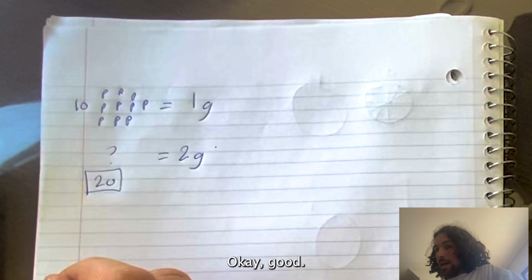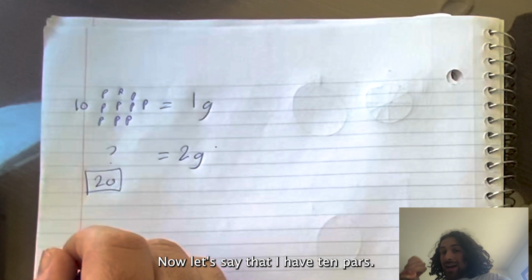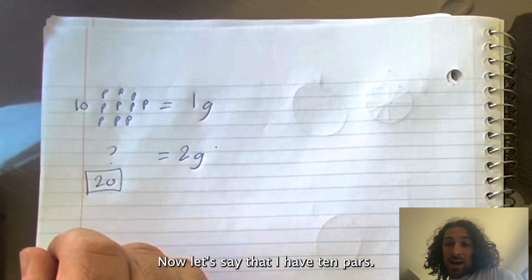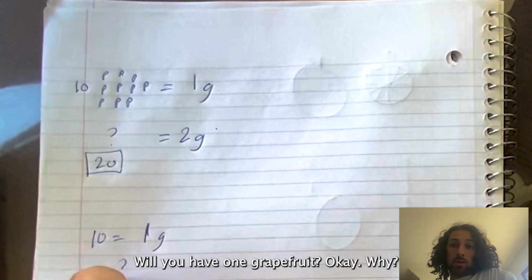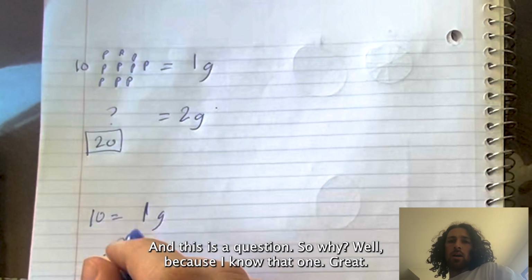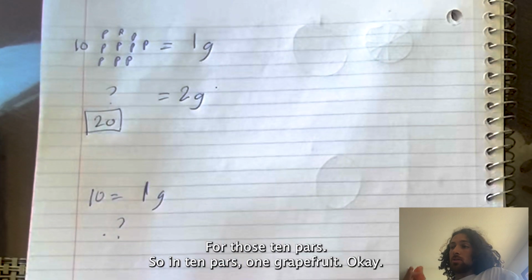Okay, good. Now, let's say that I have 10 pears. How many grapefruits do I have? Well, you have 1 grapefruit. Okay, why? And this is the question I asked. So why? Well, because I know that 1 grapefruit is 10 pears, so 10 pears is 1 grapefruit.